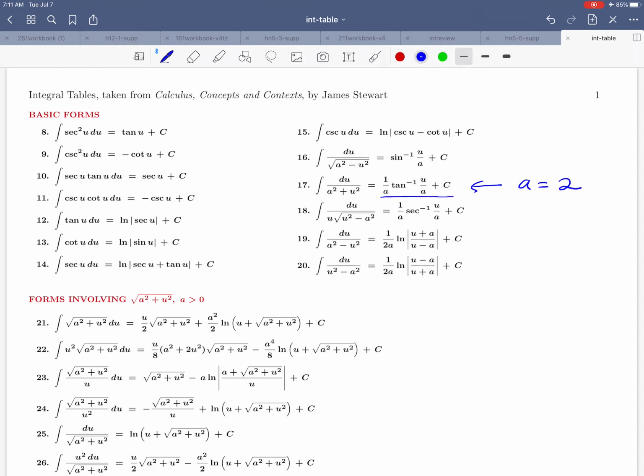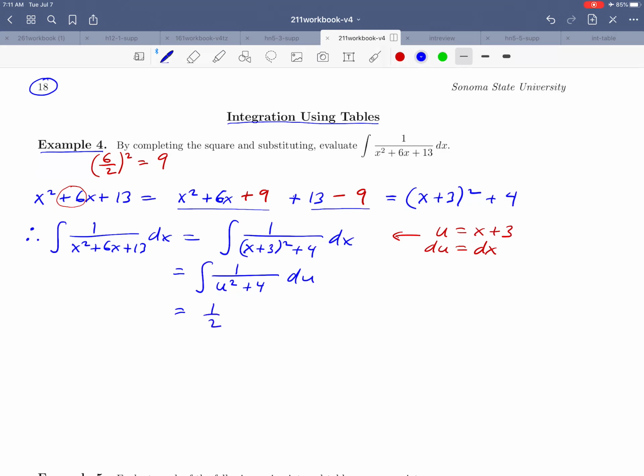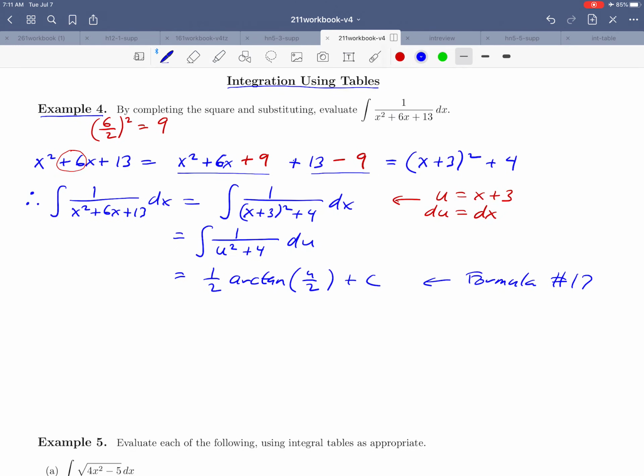The table tells us that the antiderivative looks like this: 1 over a arctangent of u over a. So I'm going to go back to the previous page and write down that antiderivative, but everywhere I see an a, I'm going to write a 2. So we get 1 over 2 arctangent of u over 2 plus c. And just to remind you, that came from formula number 17 in the integral table. Then finally, the last step to finish this is to substitute in what u was equal to. Up here, u is x plus 3. So our antiderivative looks like 1/2 arctangent of (x plus 3) over 2 plus c.